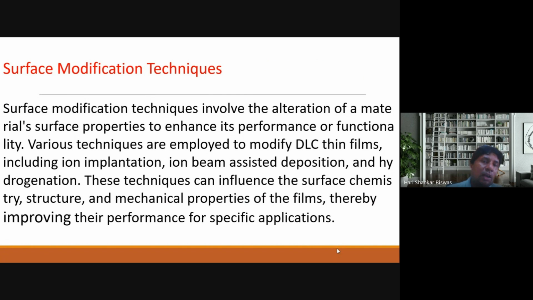And what is surface modification? After synthesis of the hydrogenated diamond-like carbon, we can modify the surface of the HDLC. Surface modification techniques involve the alteration of material surface properties to enhance its performance or functionality. Various techniques are employed to modify HDLC films, including ion implantation, ion beam assisted deposition, and hydrogenation.